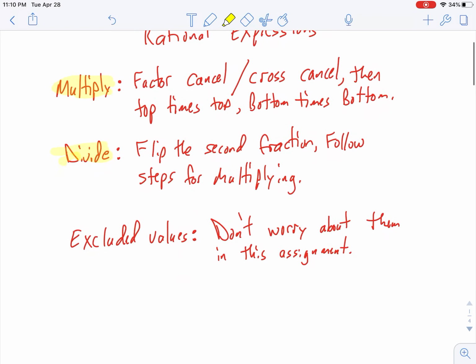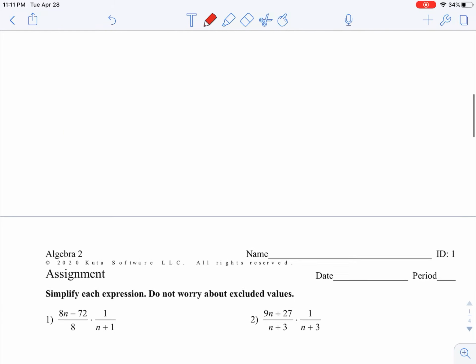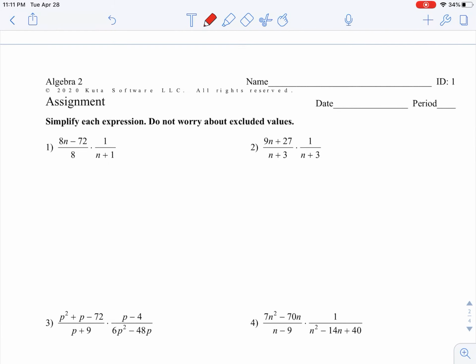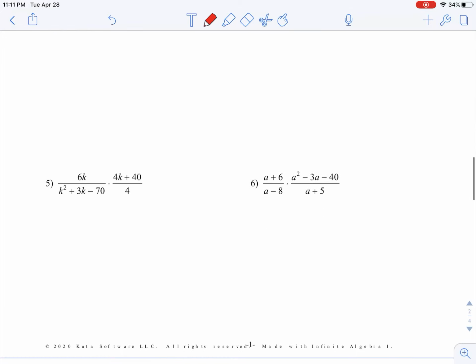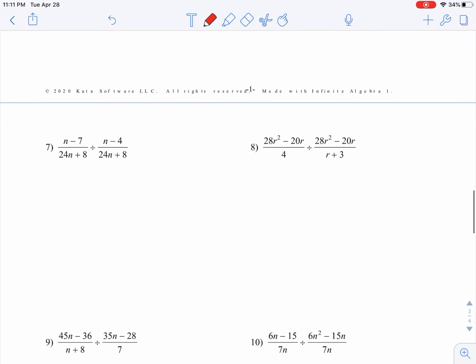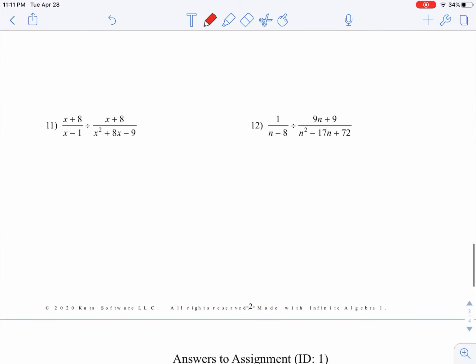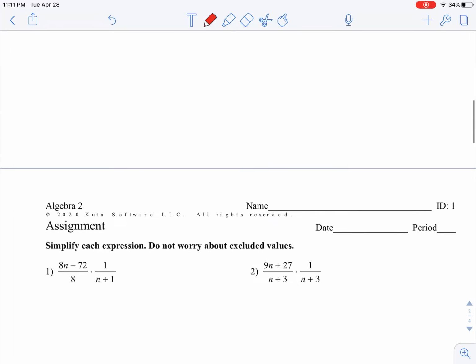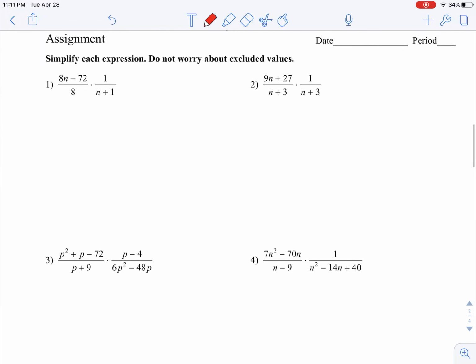When it comes to excluded values, every problem when you work with rationals has some sort of consideration about excluded values. It's what we talked about before. But to keep this assignment simple and straightforward, we're just not going to worry about them right now. So don't let that enter your head. So here goes. Everything you see here, multiply, multiply, multiply. Every problem has that little dot there for multiply. Then you get down here and that switches to divide, divide, divide. 12 problems. I do the even, so you're looking at 6 problems here for assignment.